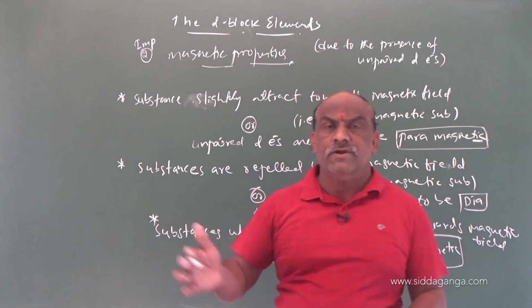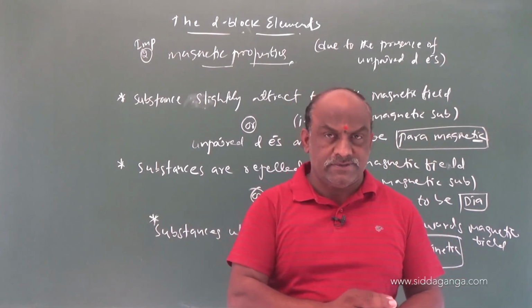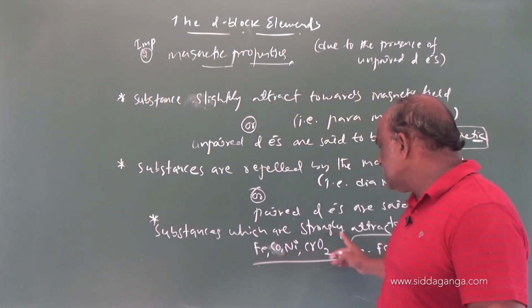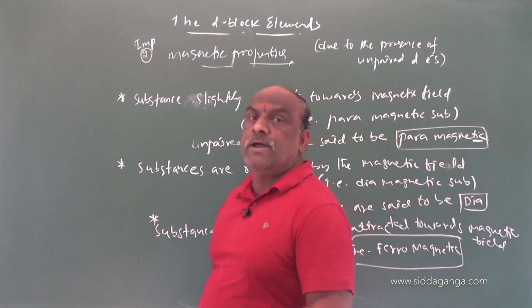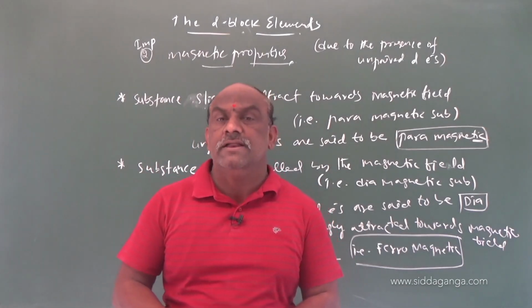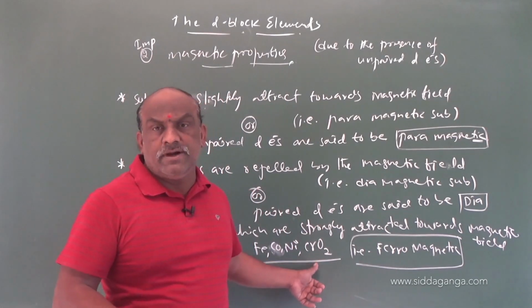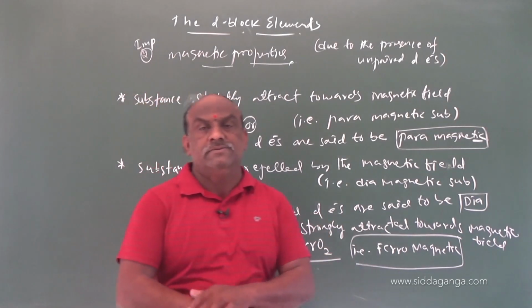Repelled by the magnetic field: diamagnetic substance. Attracted towards the magnetic field: paramagnetic substance. Strongly attracted towards the magnetic field is called a ferromagnetic substance. Ferromagnetic substance examples: iron, cobalt, nickel and CrO2. These are very important examples regarding ferromagnetic substances.